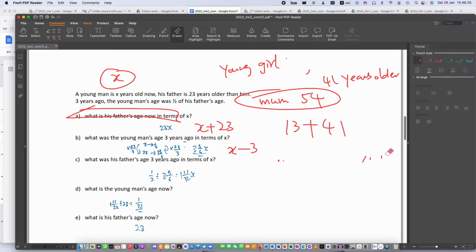13, 3 years ago? Your age? 10. Yeah. How do you get 10? 13 minus 3. So that's how you do x minus 3. Are you clear? Does it make sense? Okay, good. So the father's age now is this, 3 years ago is this.